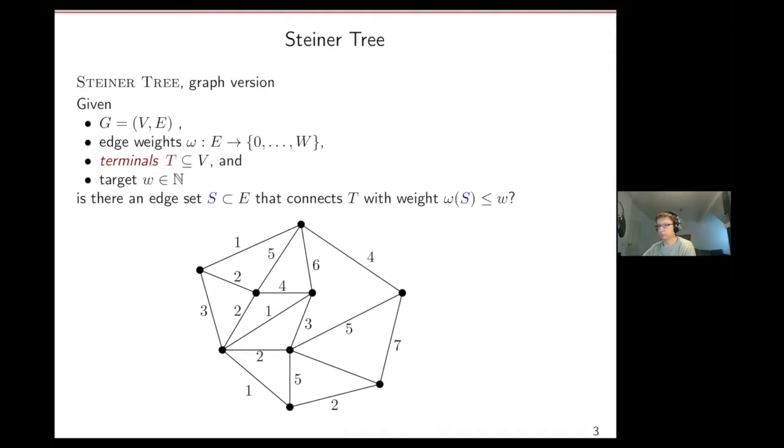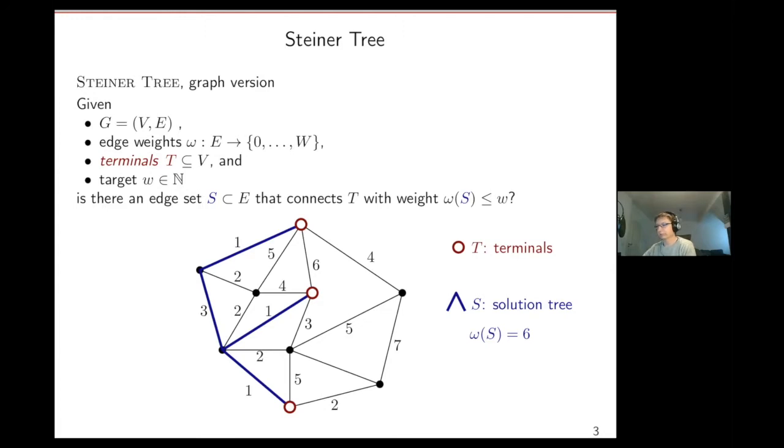So in this example, I could have this as a terminal set, and my terminals will always be these little red circles. And the optimum would be this blue tree that you can see here. It's always going to be a tree. And in this case, it will have total weight 6, which I believe is the optimum in this instance.